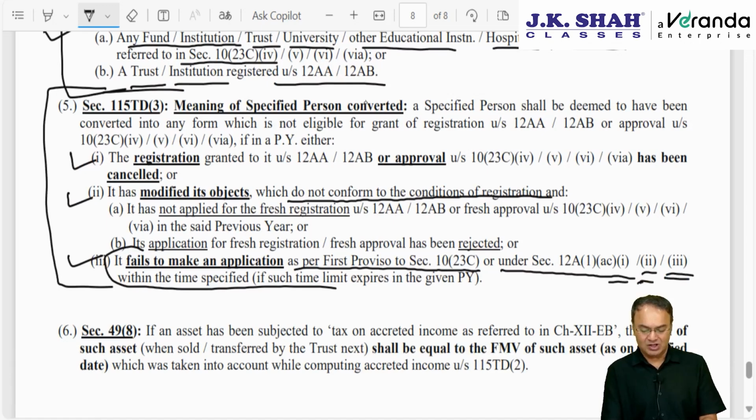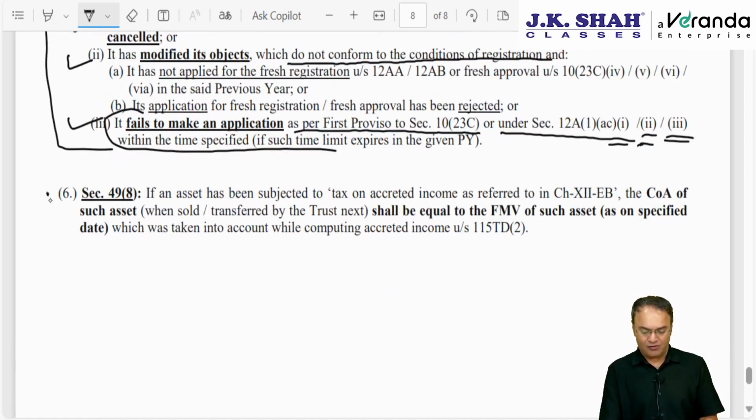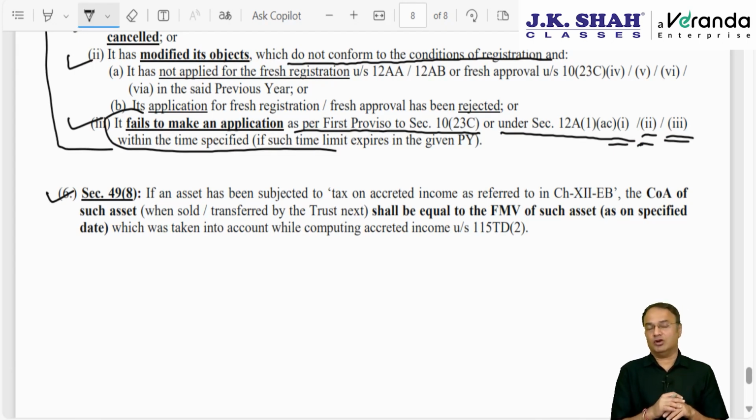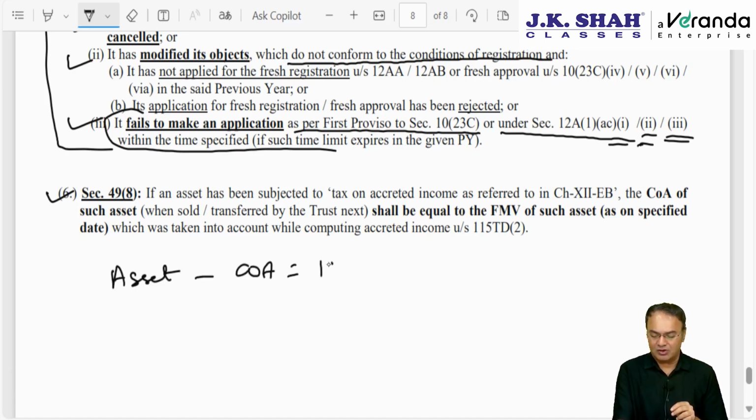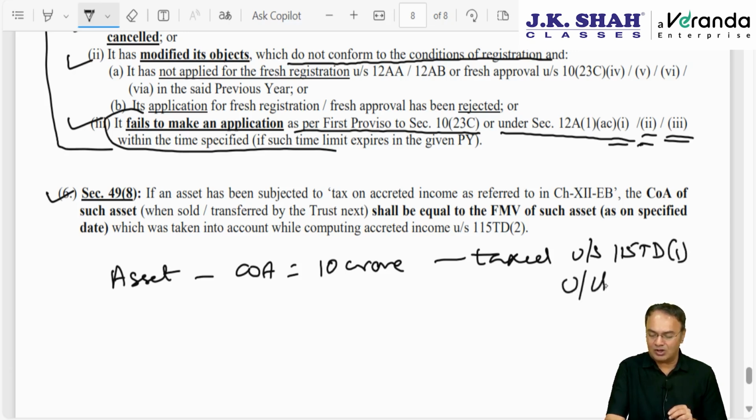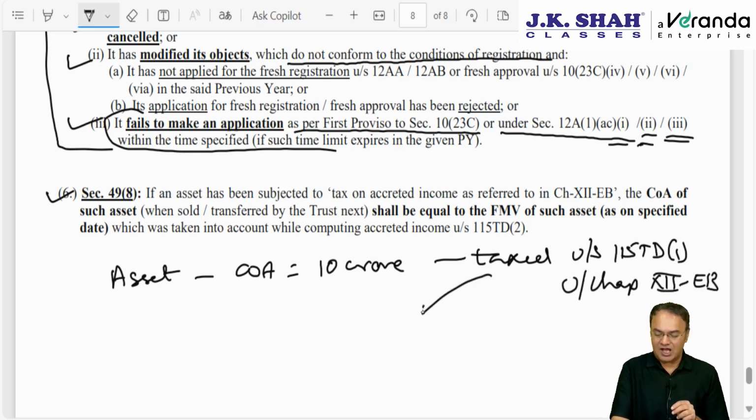Specified person we have discussed, meaning of conversion we discussed, and now 49.8, last point, and then rule 17CB. What do you mean by 49.8? 49.8 is a part of capital gain chapter. It says a particular asset was acquired, cost of acquisition is 10 crore, but it is subjected to tax under section 115TD, that is this chapter, tax on accreted income, or it is taxed under chapter 12EB. How much was taxed? It was taxed at FMV into 34.944%. FMV was 18 crore.